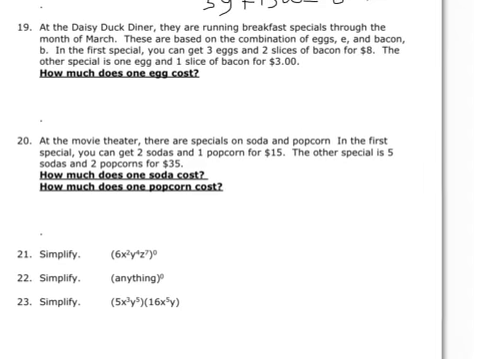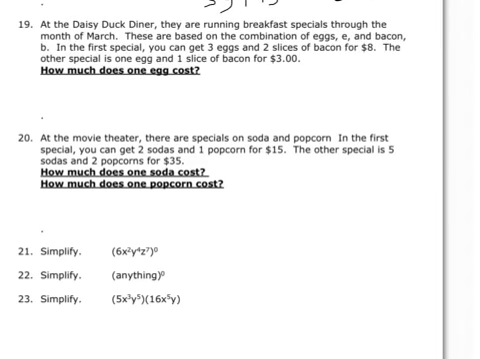Okay, 19. At the Daisy Duck Diner, they are running breakfast specials through the month of March. These are based on the combination of eggs, E, and bacon, B. In the first special, you can get 3 eggs and 2 slices of bacon for $8. The other special is 1 egg and 1 slice of bacon for $3. The specific question is, how much does 1 egg cost?